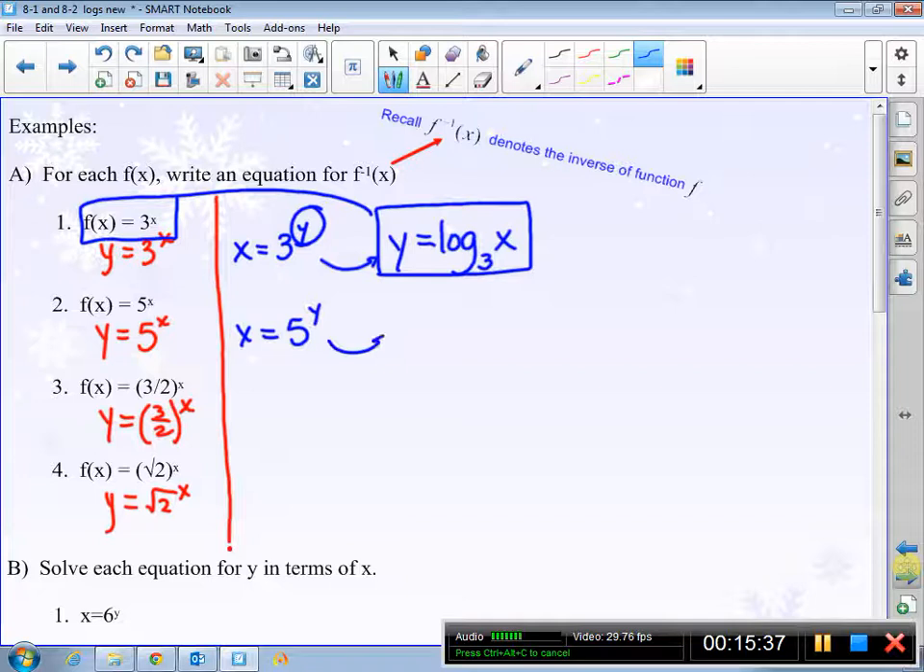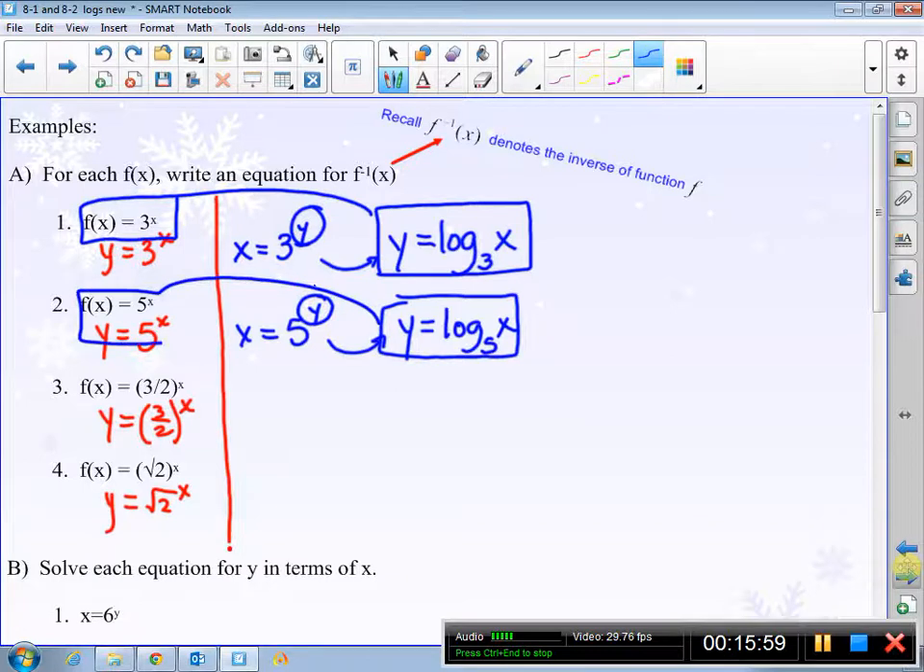Now rewrite it in its y equals form. The exponent equals the logarithm base 5 of x. So y equals log base 5 of x is the inverse of y equals 5 to the x.